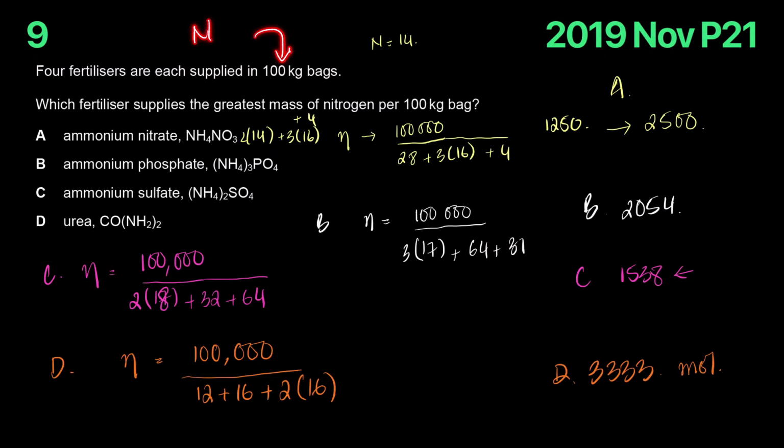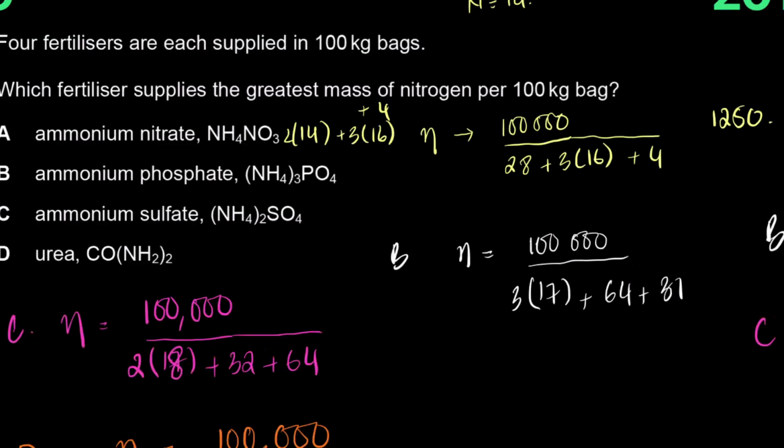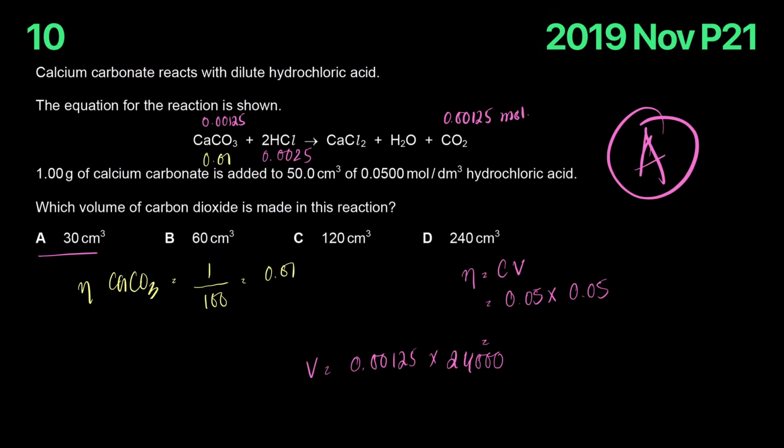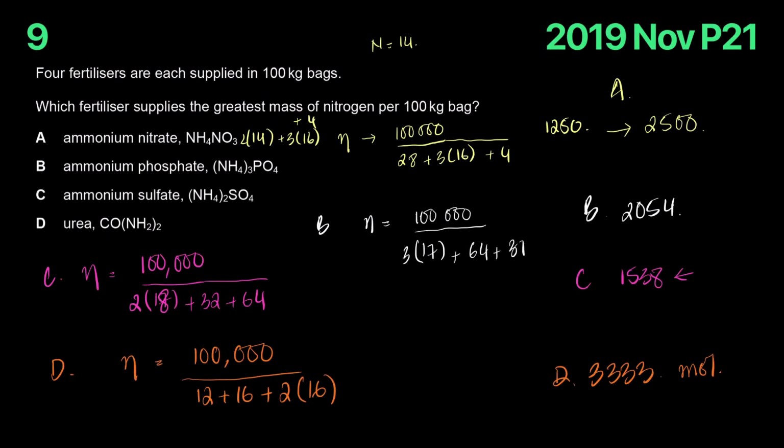One is, for each molecule, how much nitrogen is present in each molecule, right? So the more the nitrogen, the more it will be given out and absorbed by the plant when it's used as fertilizer. The other thing is, how heavy is that molecule?